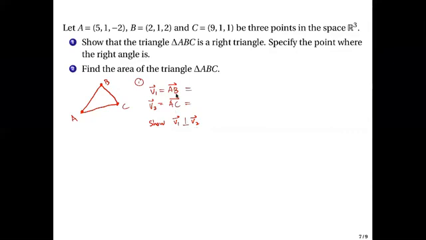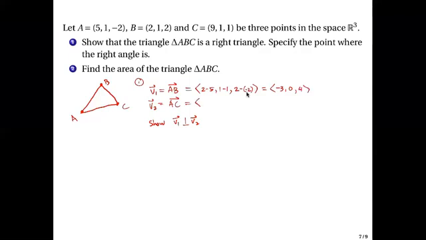Vector AB will be B minus A. We will have 2 minus 5, comma, 1 minus 1, comma, 2 minus negative 2. If we simplify this, we have 2 minus 5, that's minus 3. 1 minus 1, that's just 0. 2 minus negative 2, that's 4.